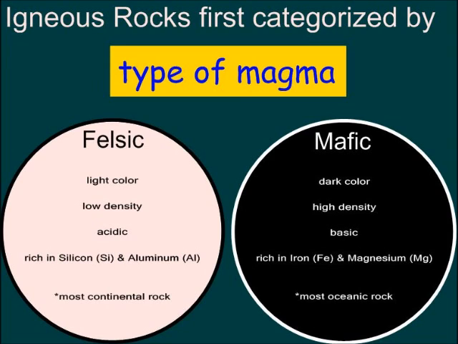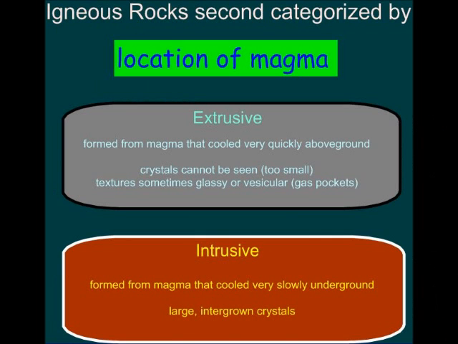Igneous rocks can be felsic, which means that they are light-colored, low-density, acidic, rich in silicon and aluminum, and this is the type of rock that forms most of the continents, so these are like the land rocks, mostly. The second category is mafic. These are dark-colored, high-density, basic, rich in iron and magnesium rocks, and this is what most of the ocean floor is, mafic rocks.